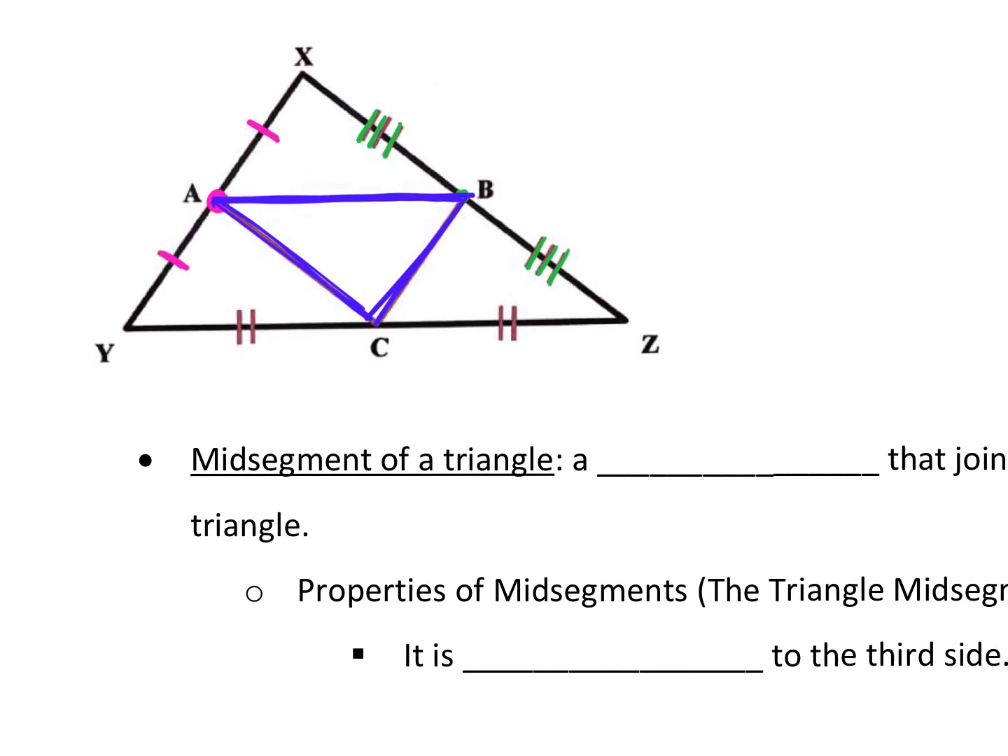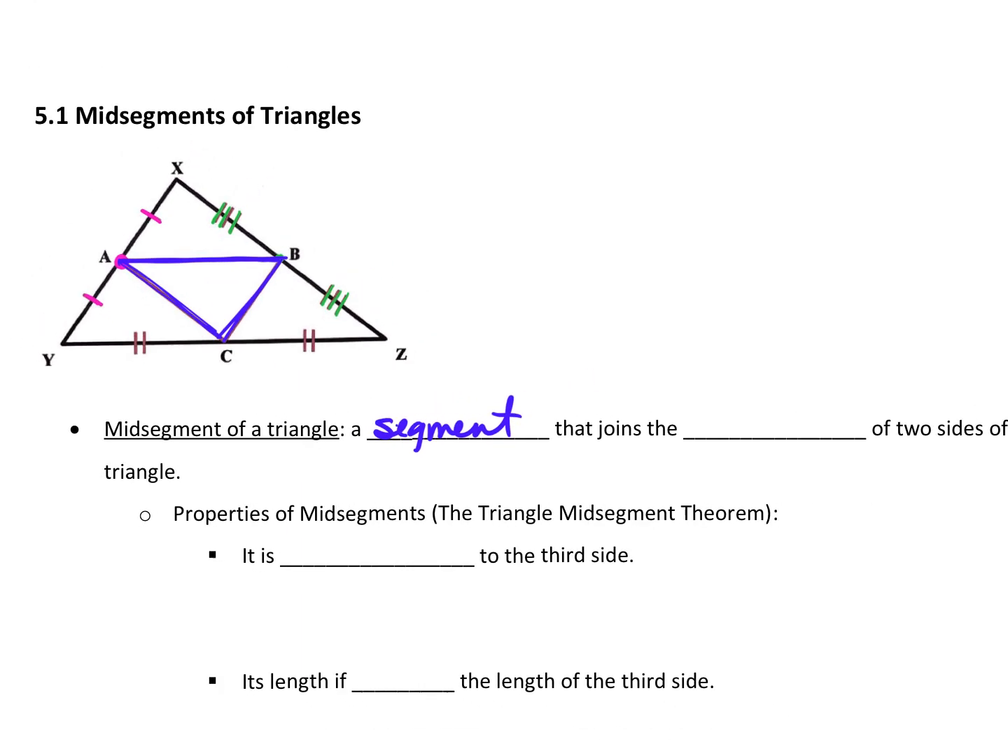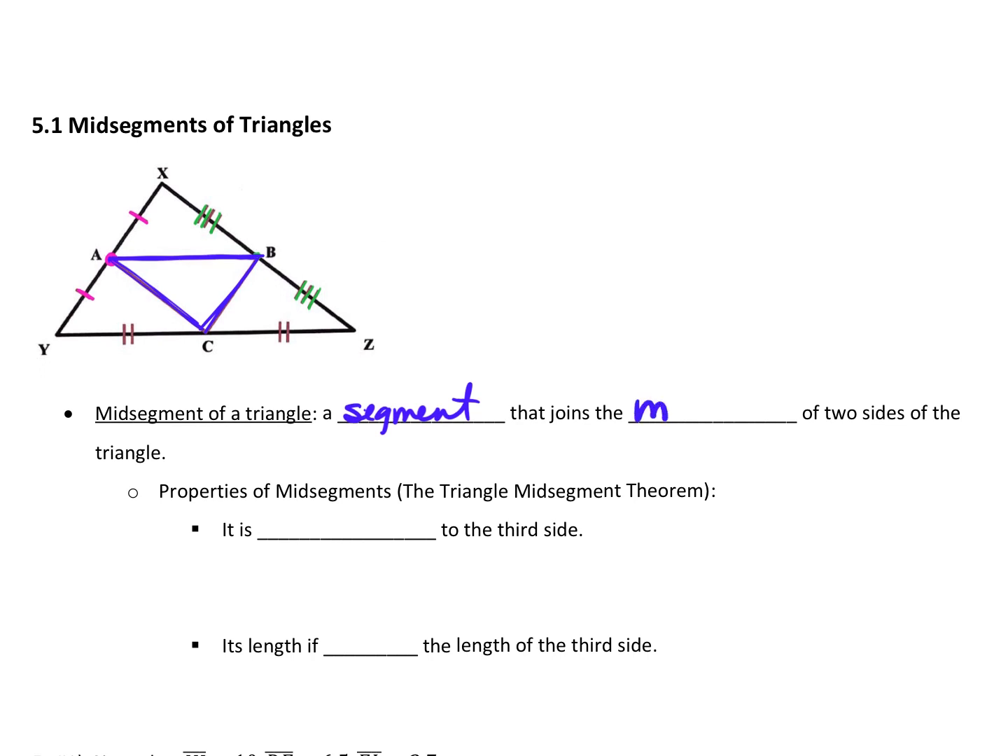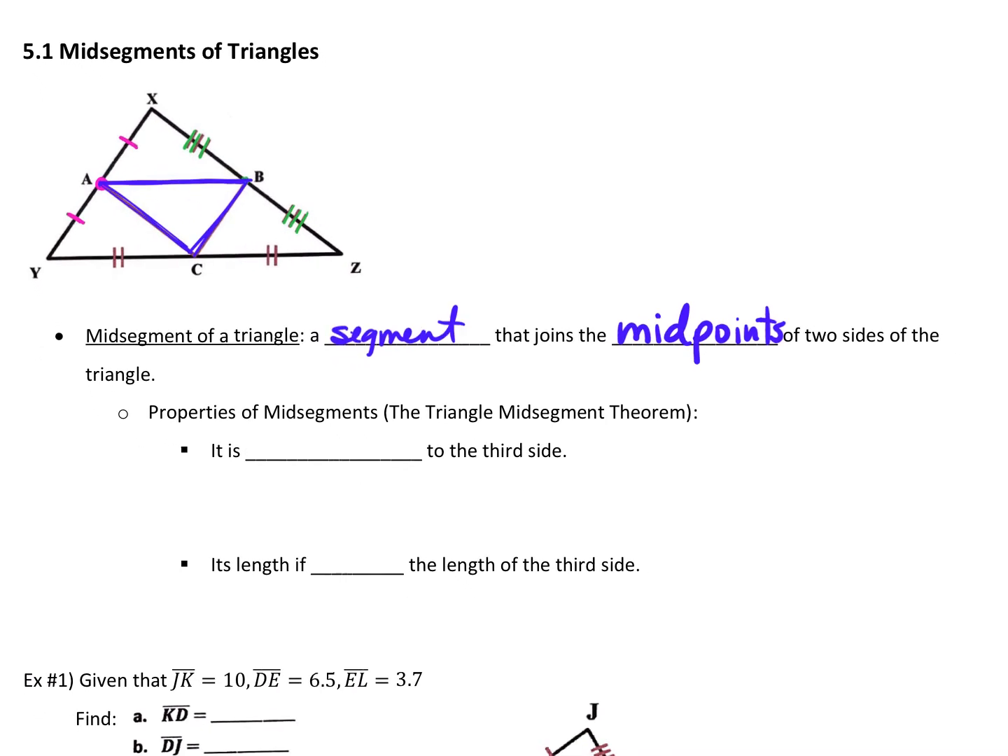So a mid-segment of a triangle is a segment that joins the midpoints of 2 sides of the triangle. Okay, so you'll find 2 midpoints, you will connect them, make a segment, and you'll get a mid-segment.